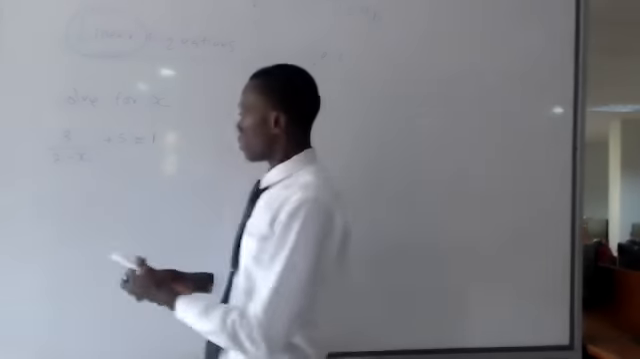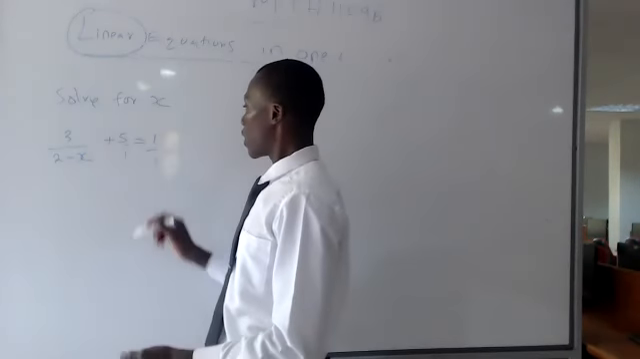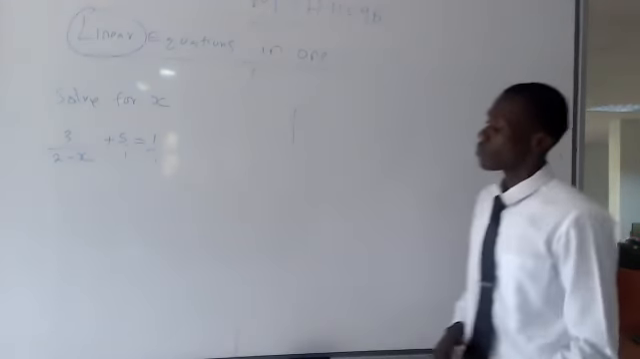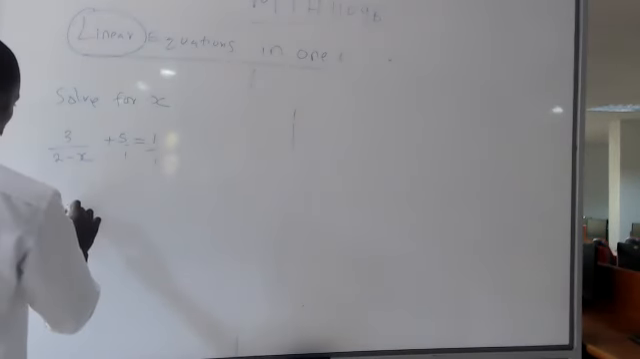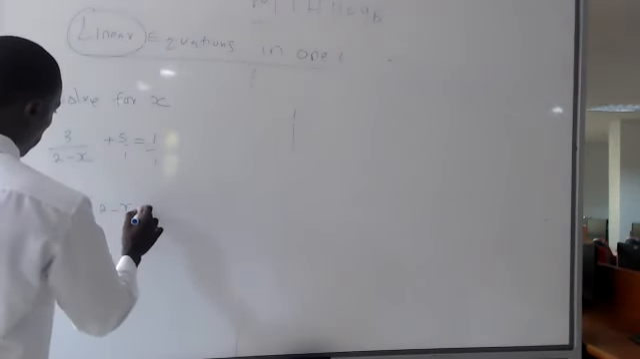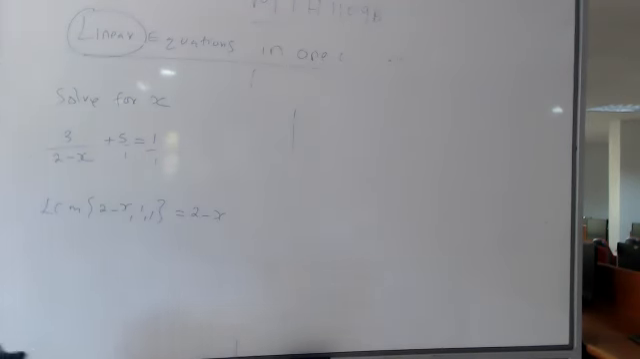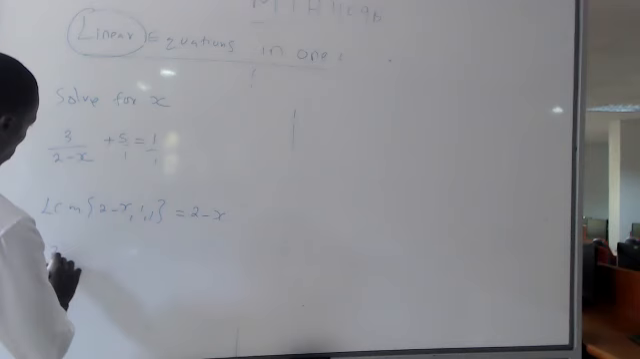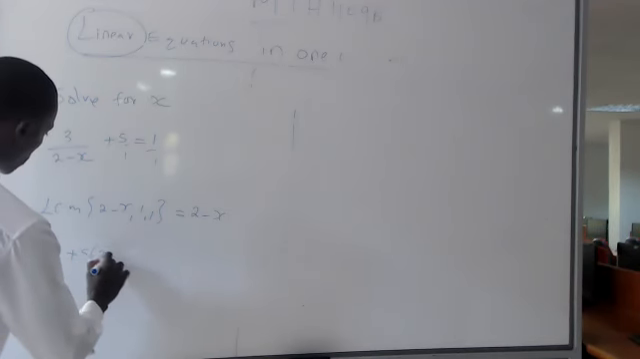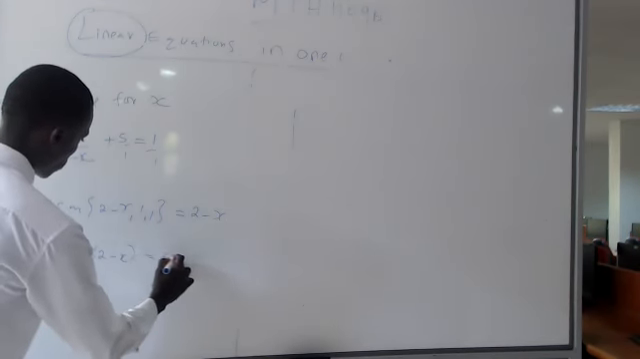The denominators are 2 minus x, 1 and 1. The LCM of 2 minus x, 1 and 1 is just 2 minus x, because that is the smallest multiple which is common in this case. And then you multiply 2 minus x by all the elements. So that gives you 3 plus 5 times 2 minus x is 2 minus x.